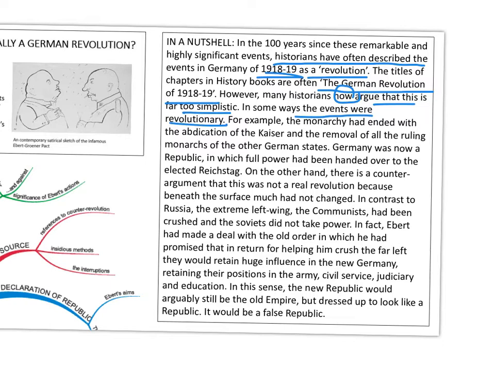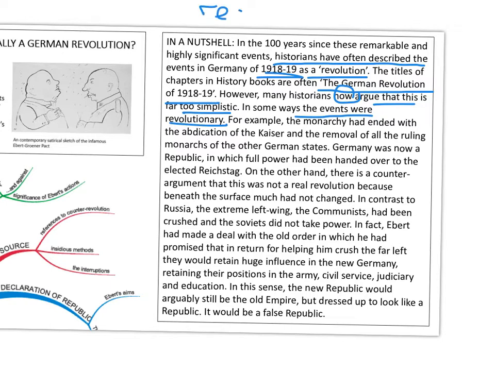As opposed to other words that historians use, continuity. Continuity means very little change, that things are continuing as they did before. Another word that historians use is counter-revolution. That's a reverse change. That's where things went back to the way they were before. Another word for counter-revolution is reactionary. That's a good word for you to be aware of.